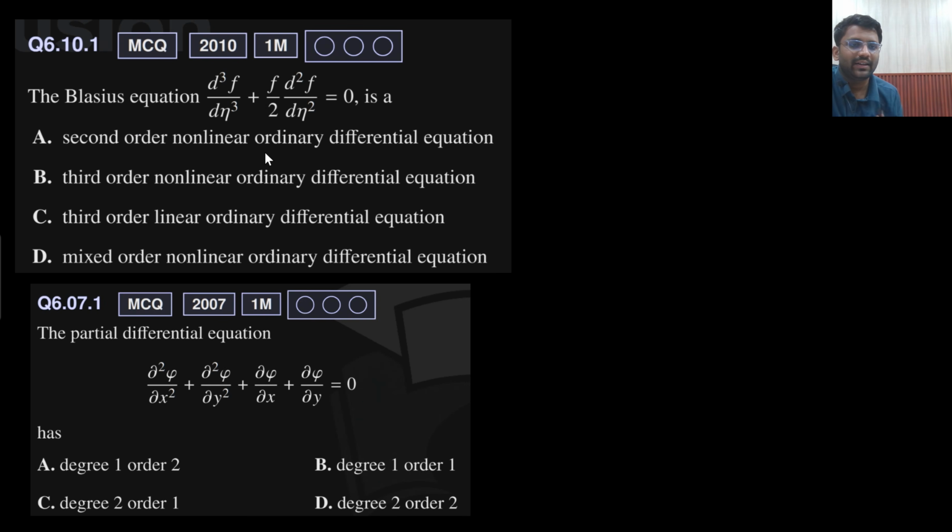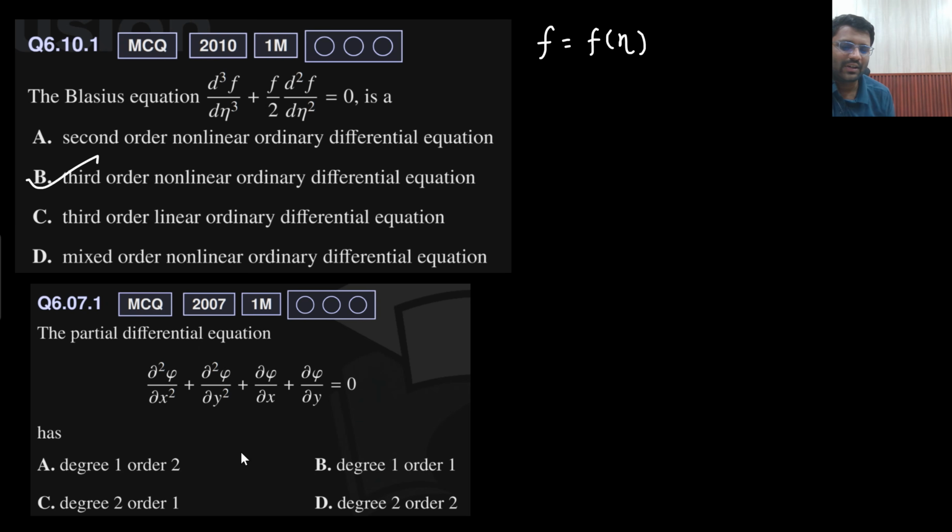Solve this question. Is it linear or not? Sir, non-linear, no. f multiplied with the derivative of f. It is not even partial differentiation. It is a simple question actually. f is only a function of eta. It is some simple differential equation, right? So it is a third order non-linear differential equation. f multiplied with the derivative of f is creating the problem. That's why it is non-linear and it is third order.